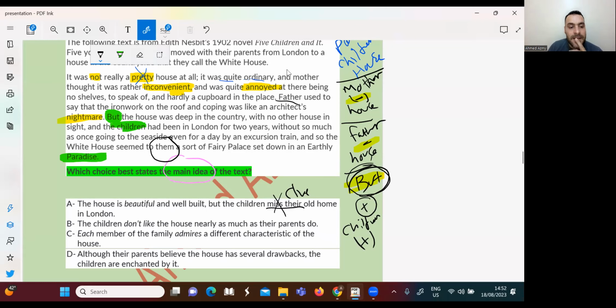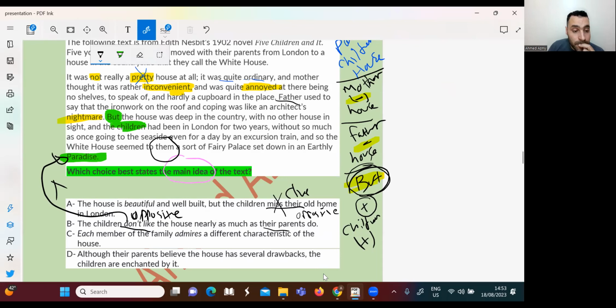Okay, then B. The children don't like the house nearly as much as their parents. No, they like it. Exactly, so this is the opposite. Don't like? No, they see it as a paradise. Bravo. It's the opposite of the text. They don't like it like the parents? Do the parents even like it? No. So this is wrong, opposite to the text. The children don't like the house, but the text says the children liked the house and compared it to a paradise.